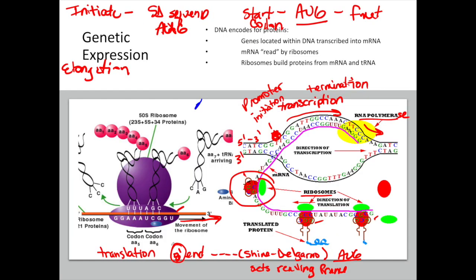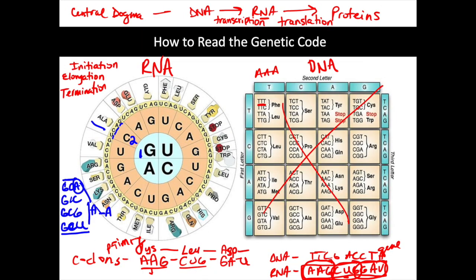Serine is encoded for by U, then C, then we have U, C, A, or G. So I actually have 4 different possible codons all encoding for the same amino acid. And again, this allows for flexibility in the genetic code.